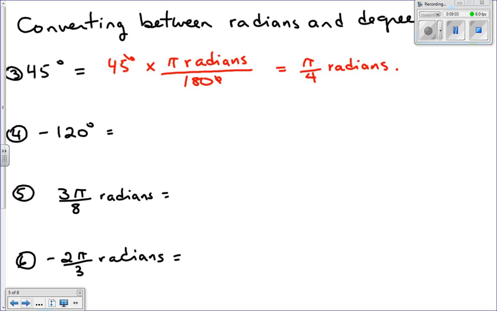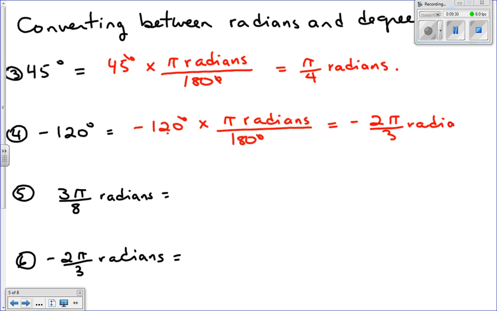Likewise, negative 120 degrees, I take the negative 120 degrees, I multiply by pi radians over 180 degrees. The degrees cancel out, and I simplify the numbers as much as I can. So 120 over 180 is 2/3, and it'll be a negative 2/3. So this is negative 2/3 pi radians, or negative 2 pi over 3 radians. And this is the standard way that we write that. We include the pi in the numerator.